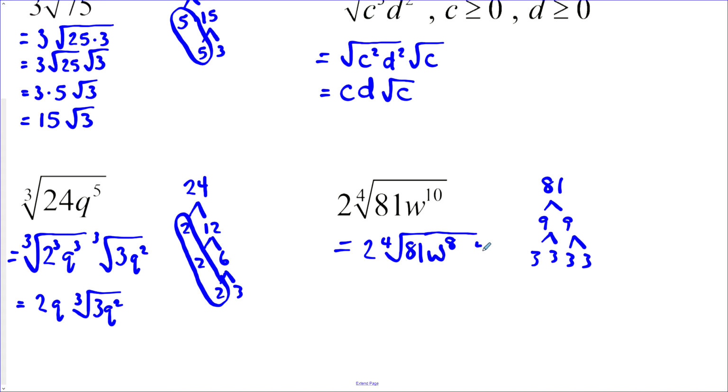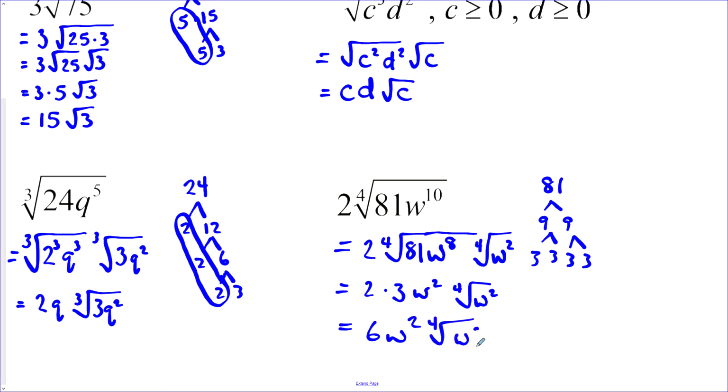Well, the leftover w squared. And we've got 2 times this fourth root of 81, and I could have written 3 to the power of 4 here if that helps you remember, but it's just 3. And the fourth root of w to the power of 8 is just w squared. And the fourth root of w squared is irrational, so it stays in there. And then 6w squared fourth root of w squared.